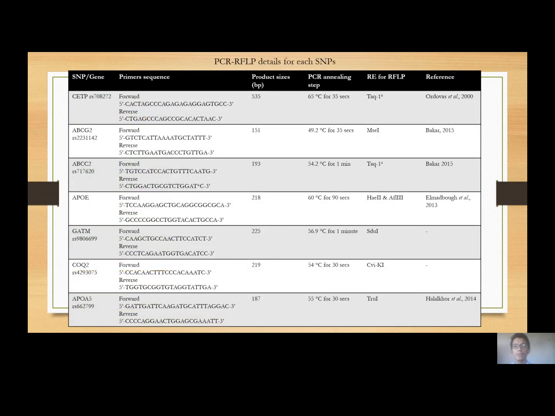This table summarizes the PCR-RFLP protocol, including the primer sequences as well as the restriction enzyme used for the RFLP reaction for all SNPs.